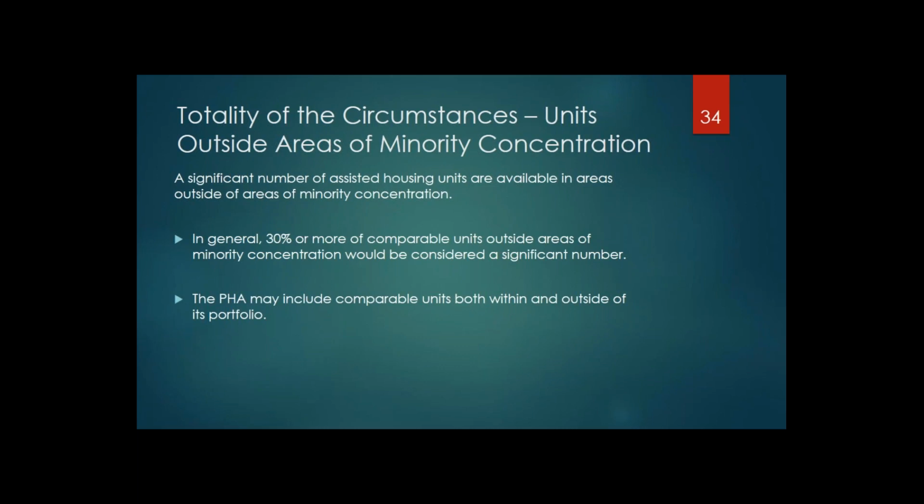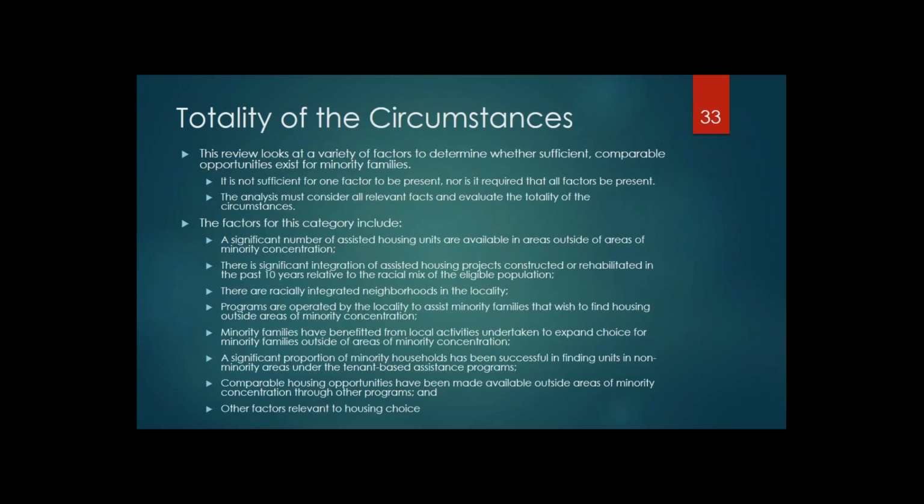Out of all of the factors that were listed on the previous screen, which we need to evaluate, the first one, regarding a significant number of assisted housing units available outside of areas of minority concentration, is probably the factor that is claimed the most. It is the factor the PHA tries to rely on to show, we have a certain number, therefore it meets sufficient, so therefore we have sufficient comparable opportunities. So it's really important as reviewers that we look closely at this factor and at the units they are claiming are outside of areas of minority concentration. As we talked about with the AFSHT example and the example with Salisbury, Maryland, that was one of the projects they came to us with saying that this was not in an area of concentration, when in fact, when we did our homework, it actually was.